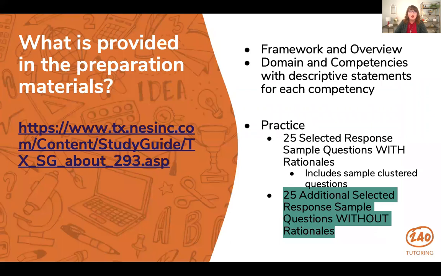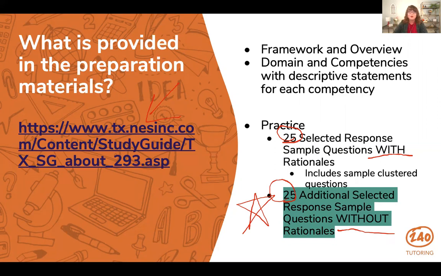On the website where they give you the entire study guide or preparation manual, you will find the framework and overview for this exam, the domains and competencies, and 25 sample selected response questions with rationales. Then you will find 25 additional sample questions without. I am pulling from this bank, and I'm trying to give you the rationales for the questions that they don't give rationales for. That's what we're working through, so if you're taking this exam, this is going to be super helpful for you.